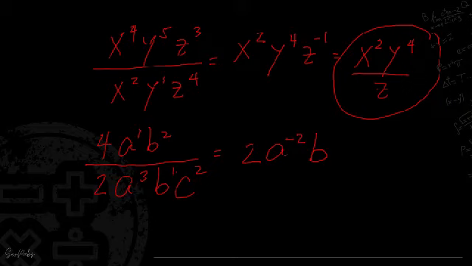So 2 minus 1, that will be 1. And the exponent of 1 is automatically omitted. Then, c will be retained in the denominator. Kasi hindi naman natin nagamit for division yung c, hayaan lang natin sa ilalim yung c.